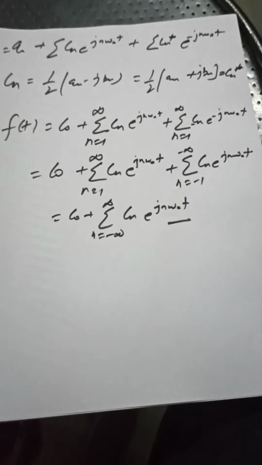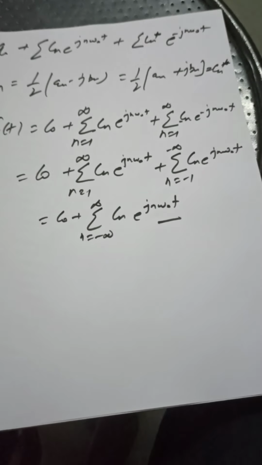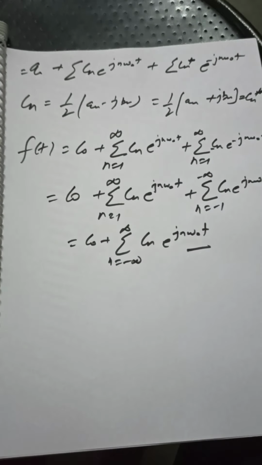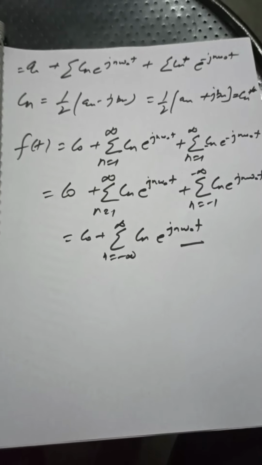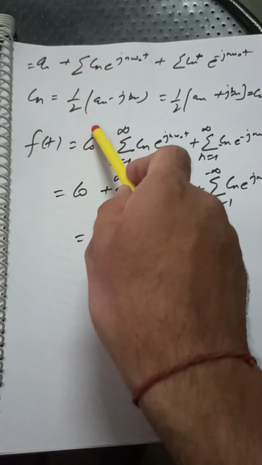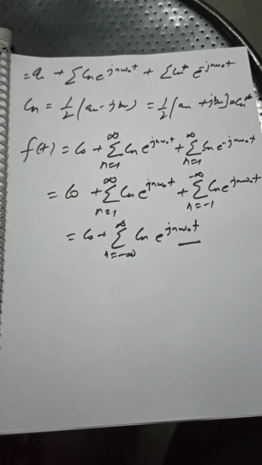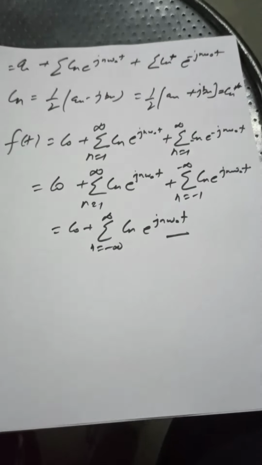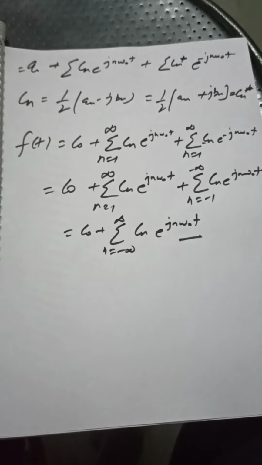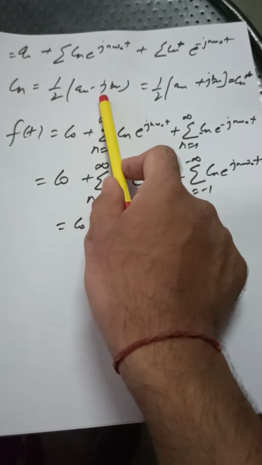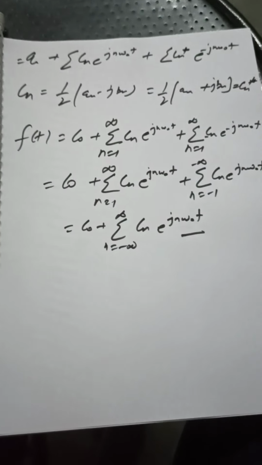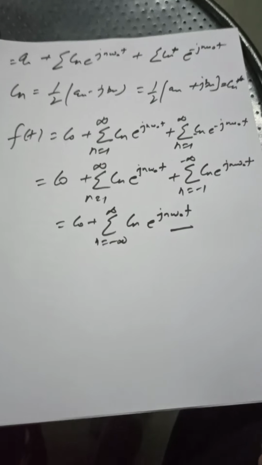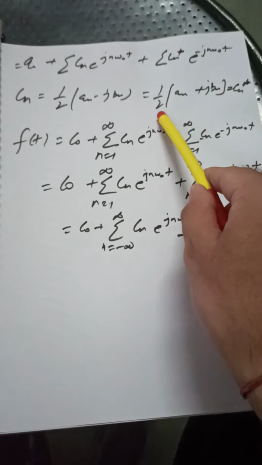Now what we will do is put the values of an and bn in this expression. We will put an in terms of 2 by T times the integral of f of t cosine n omega naught t, the expression of an. Similarly, we can also put the value of bn here, that is 2 by T times the integral of f of t sine of n omega naught t. So when we put it here and solve it, we will get exactly the same term that we are going to get from this expression.